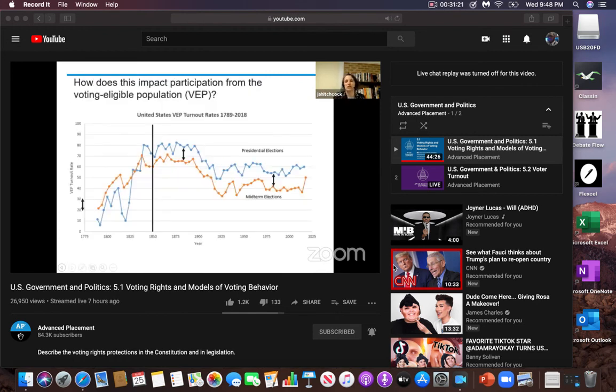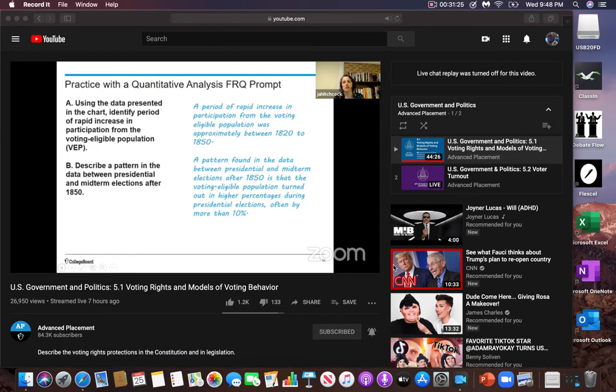That's a pattern, not a trend, right? We're comparing the orange and blue line, and we're making sure they line up.